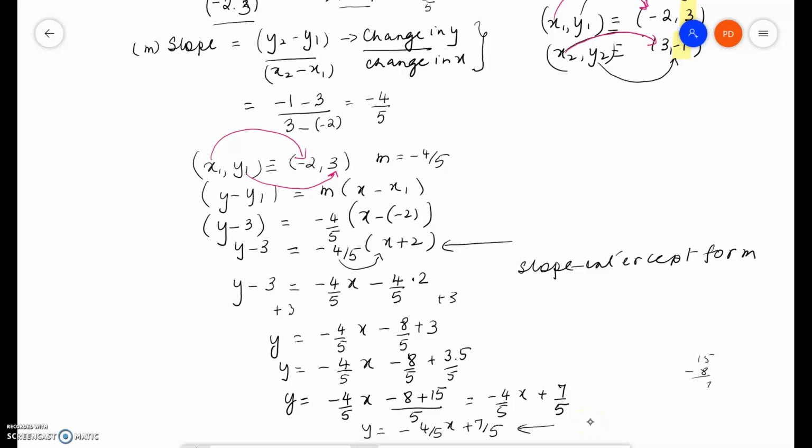This is the slope-intercept form. So that is the slope and that is the y-intercept. This is the slope-intercept form of the equation. We could have stopped here, which is the point-slope form. But if the instructions say simplify to the slope-intercept form, then we have to go this far.